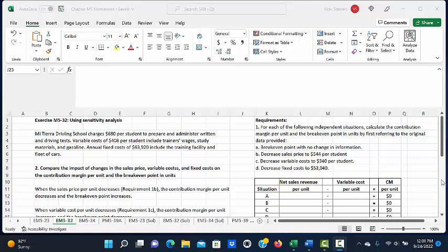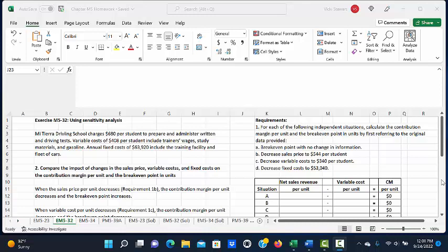This is a demonstration of exercise M532 using sensitivity analysis. My Tierra Driving School charges $680 per student to prepare and administer written and driving tests. Variable costs of $408 per student include the trainer's wages, study materials, and gasoline.